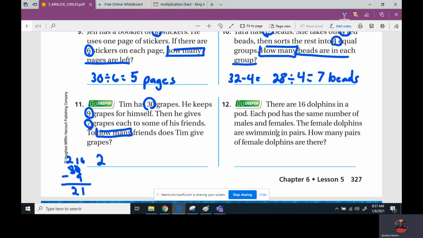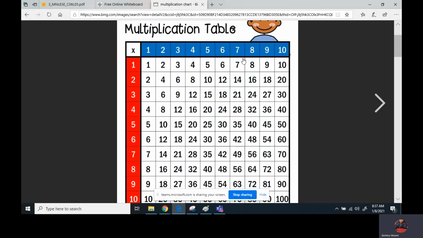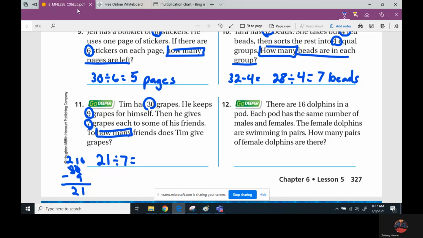And he gives 7 grapes to each of his friends. So we'll count to 21 by 7. So go to 7, count to 21. 1, 2, 3. Let's double check myself. I am right. So he gets 3 friends, not grapes. Remember, always look after how many.